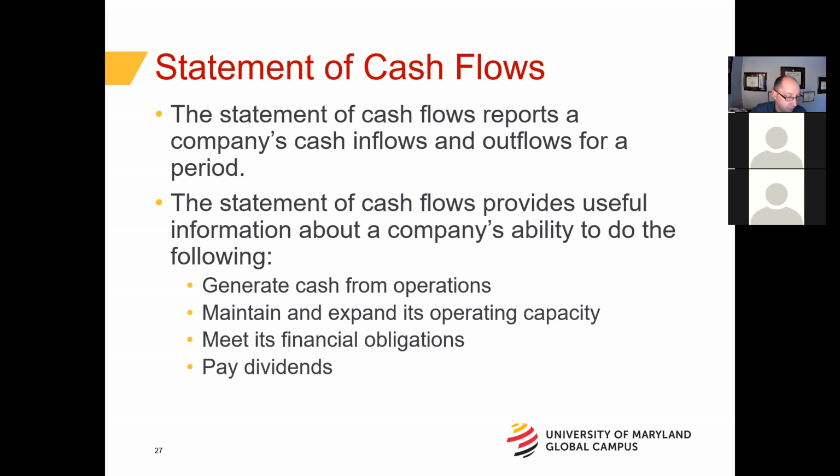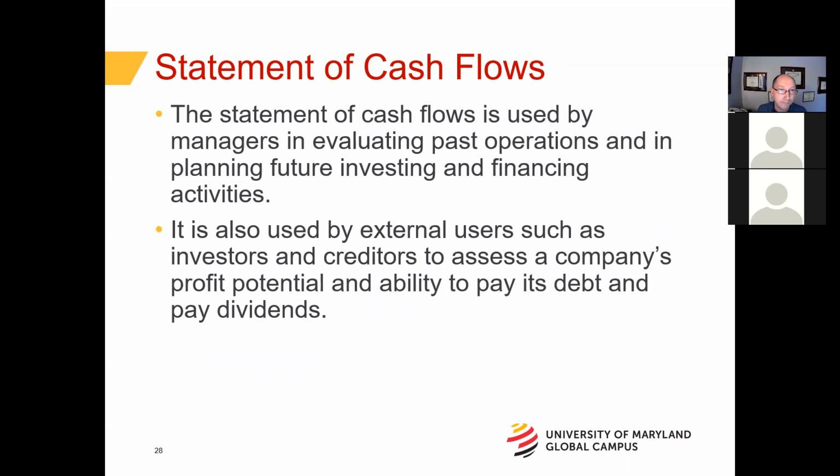I mentioned earlier that there are three parts of the statement of cash flows: operating activities, that's the day-to-day operations of the business; investing activities, that's the purchase or sale of property, plant, and equipment; and financing activities. Financing activities comes from taking out a loan, issuing stock, paying dividends. It's financing. We'll talk more about that.